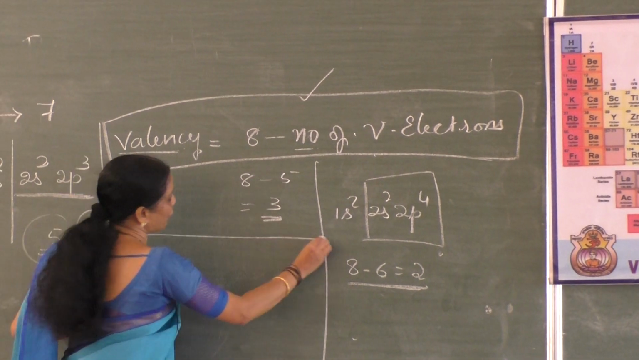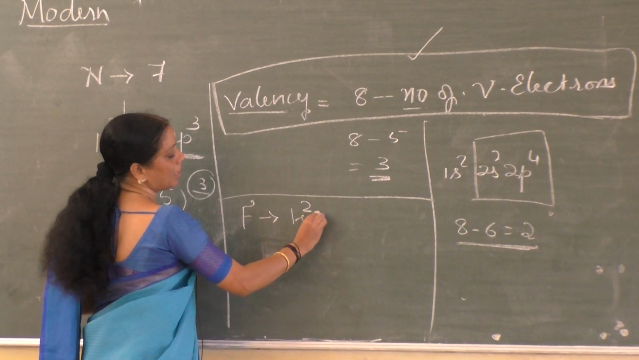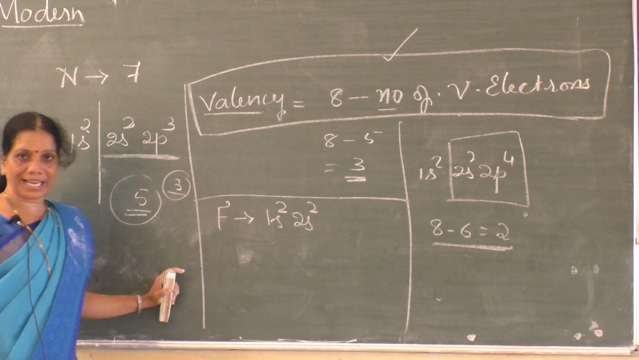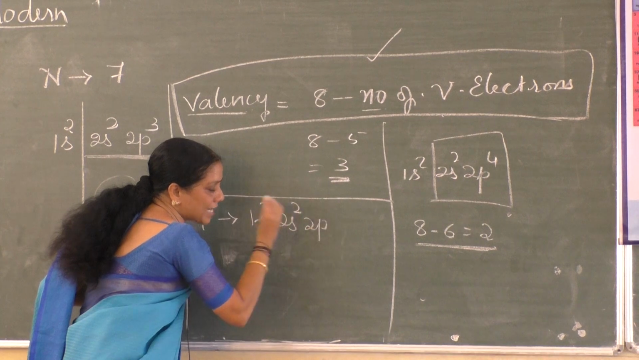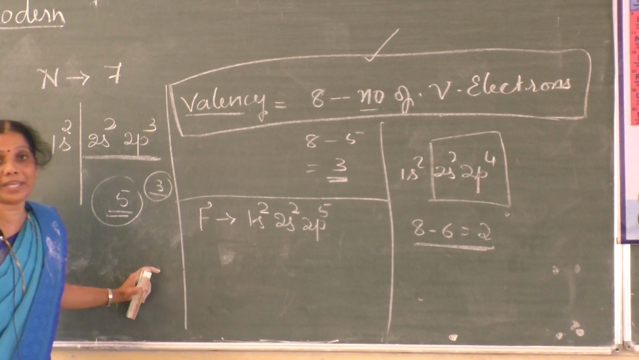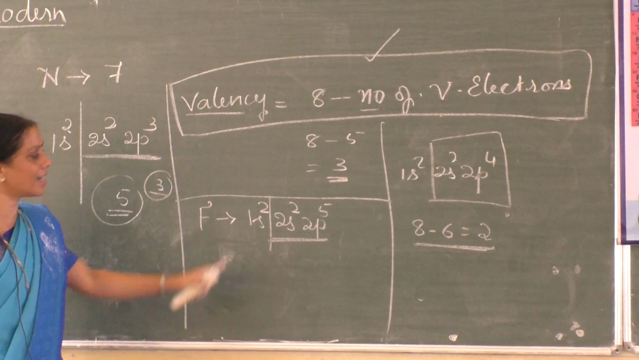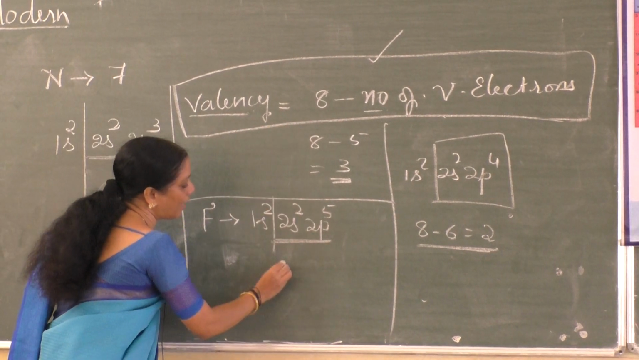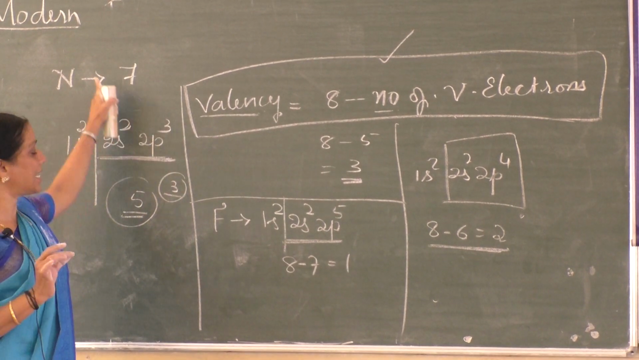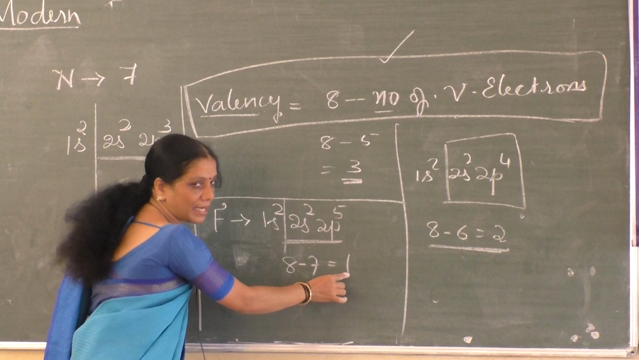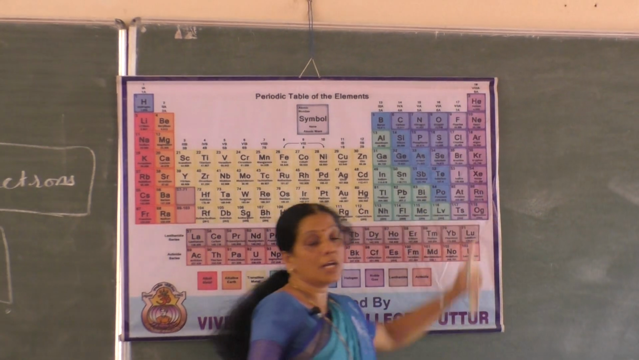If I write the electronic configuration of fluorine, it is 1s2, next comes 2s2, that is 4 electrons. The atomic number is 9, so the remaining 5 electrons enter the p orbital of the second main energy level, 2p5. How many valence electrons are there here? 7. If I use this formula, 8 minus 7 is equal to 1. What is the combining capacity or valency of fluorine? It is 1.